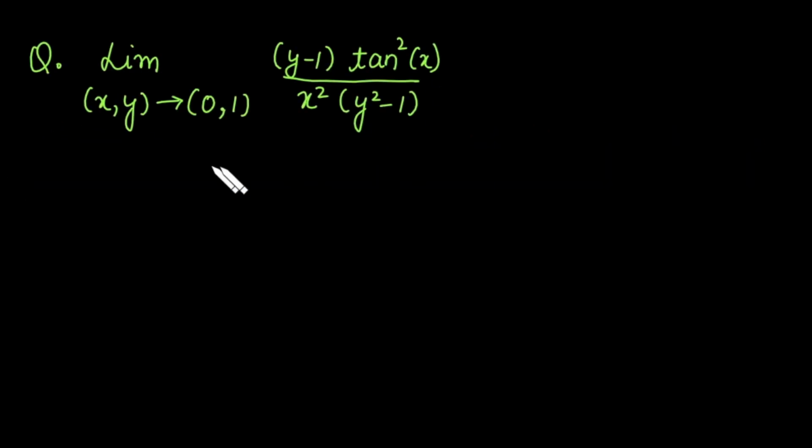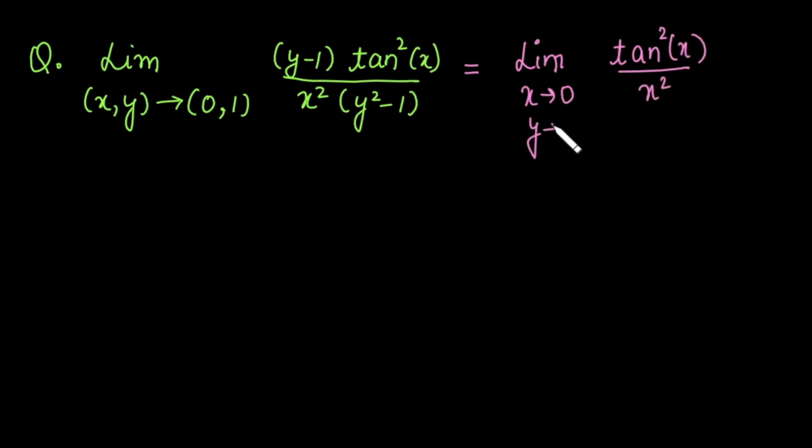Next question is, what is the limit of this function whenever x comma y is approaching to 0 and 1? So what we can do in this case, if you observe, we have two different functions. One is only depending upon y and another is depending upon x. So we can write this as limit x approaches to 0. The function of x is tan square x by x square, and y is approaching to 1. In that case, the function is y minus 1 divided by y square minus 1. We have just rearranged these terms and this limit we have written in this format.